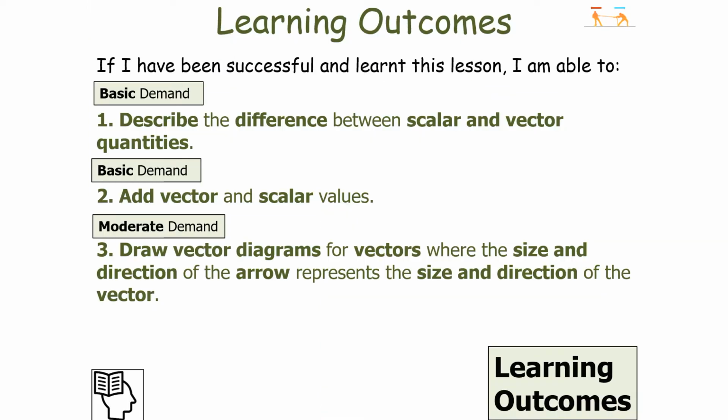So if we've been successful and learnt in today's lesson, we should be able to describe the differences between scalars and vectors, be able to add vector and scalar values, and finally draw vector diagrams for vectors where the size and the direction of the arrow represents the size and the direction of the vector.